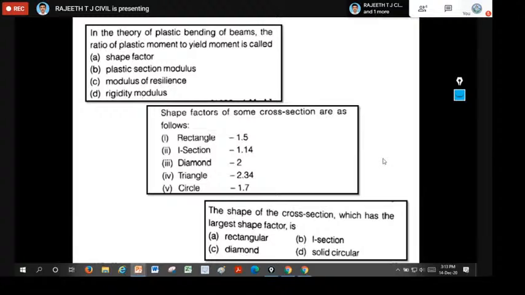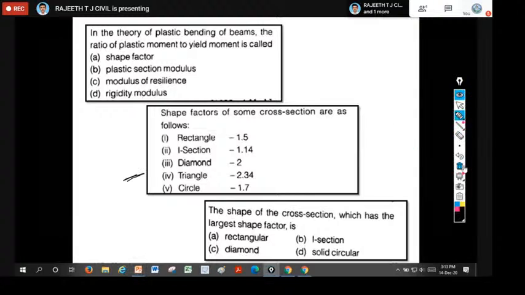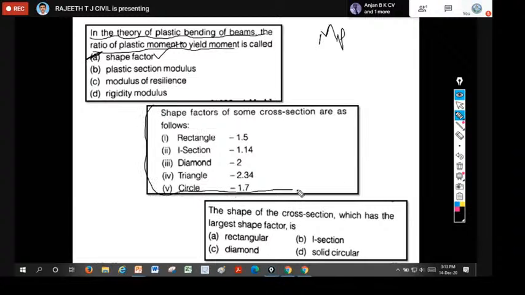Next are some of the review questions. 1 mark question: in the theory of plastic bending of beams, the ratio of plastic moment to the yield moment, that is MP by ME, you call it what? The shape factor. We discussed it in the last slide. Here I have shown the shape factor for different cross sections: for rectangle 1.5, for I section 1.14, for diamond section 2. Shape factor is MP by ME or ZP by ZE.